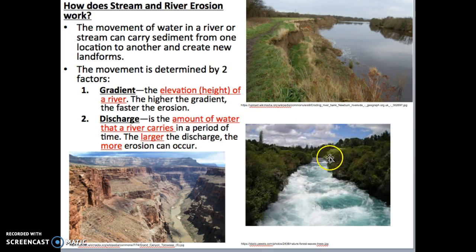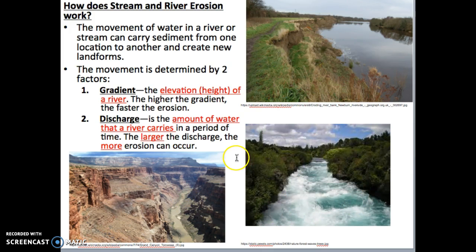These two pictures show what I'm talking about. This river has a very low gradient and very calm water, not very much discharge. So this river is flowing very slowly, and the erosion in this area is happening, but very slowly. Whereas in this picture, there's a lot of discharge and a higher gradient, so the water is flowing more quickly, and so the erosion around this area is happening more quickly.